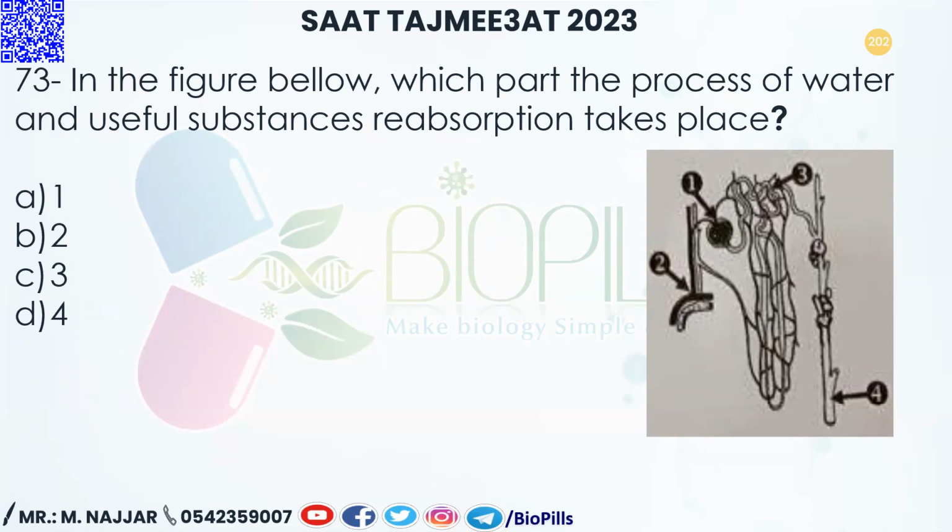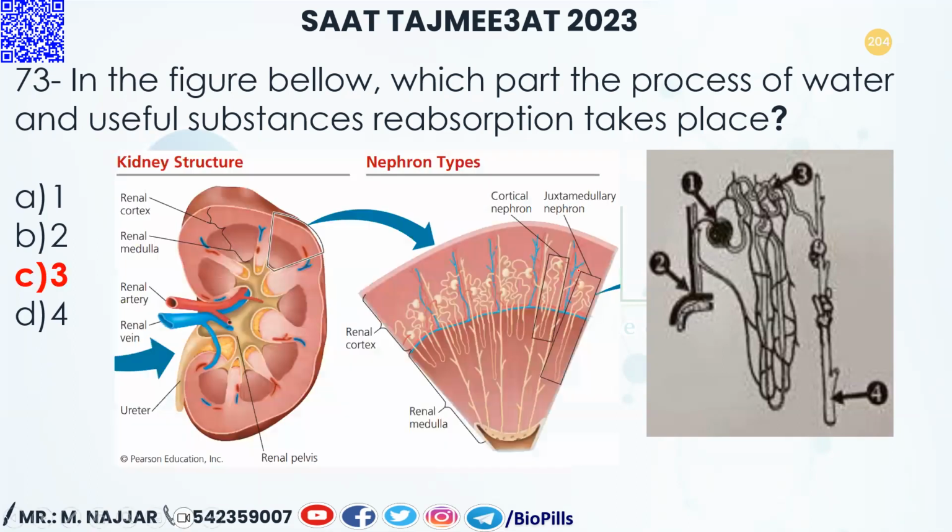C, which is 3, which is correct. Yes. And that's what is known as the loop. This is called the proximal convoluted tubule. We have here Bowman's capsule. Here is a part of the renal artery. Then it's called arterioles. Then it makes a glomerulus inside a Bowman's capsule or renal capsule.